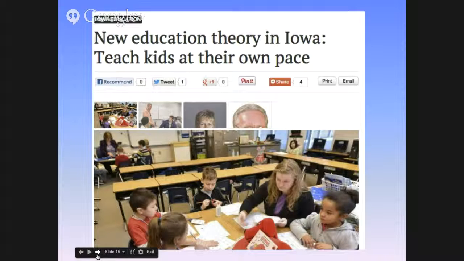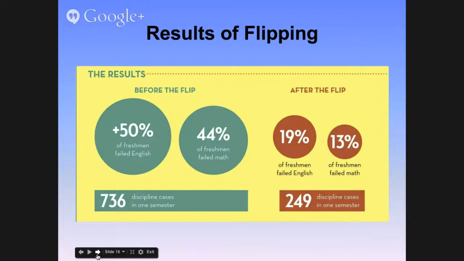So, flipping. What are the results of flipping? In one school in California who flipped, did their entire school, they went from, before the flip, over 50% of the freshmen were failing English, 44% were failing math, and they had 736 discipline cases in just one semester.